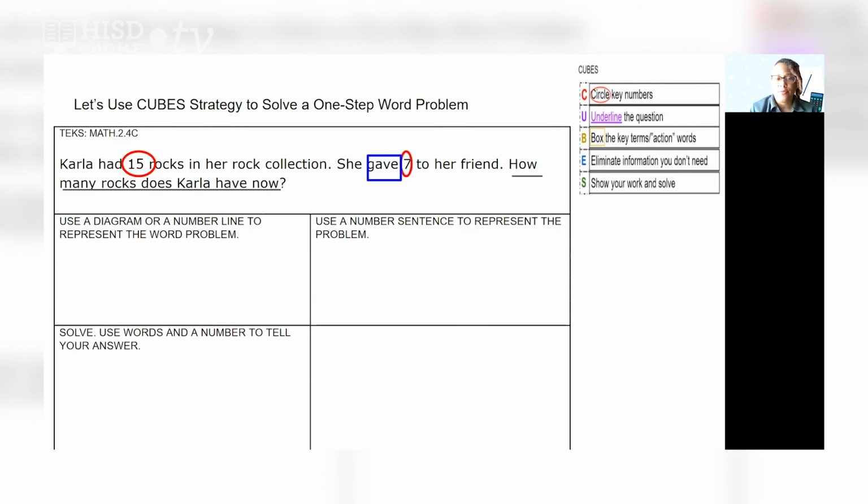Nice work. So if we start with 15 and give away 7, we don't have any extra information to eliminate. So now we're ready to show our work and solve. And to eliminate means get rid of. So we would draw a line through it. So first, Carla started with 15. So for my diagram or my picture illustration, I'm going to draw 15. I'm going to show 15 on a number line.